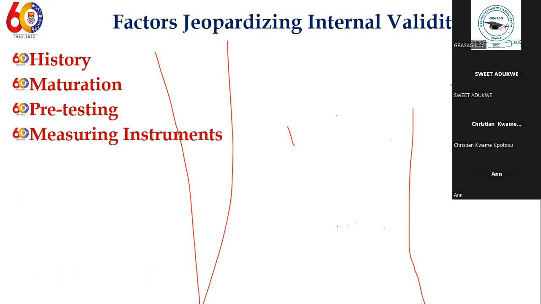Then also measuring instruments. So there could be changes in instruments. There could be calibration of instruments, difference in the observers, and also the scorers. So this normally happens when you are looking at performance of students. So one person graded the pre-test and another person is grading the post-test. You see that we have differences in grading of result, in, let's say, in marking students' result.